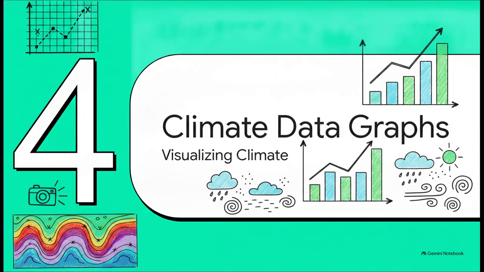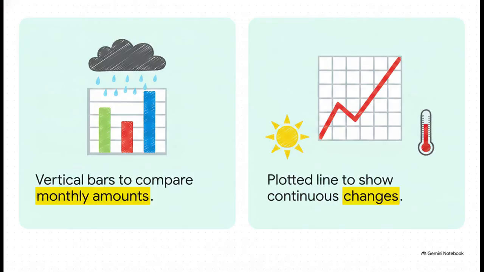Section 4. Reading climate data graphs. Okay, we've plotted coordinates and decoded infrared space photography. Now we move to hard data visualization. Imagine looking at a giant spreadsheet listing every single drop of rain and every degree of temperature over a whole year. It would be completely overwhelming. That's why we use graphs to get an instant picture of the variation over time.